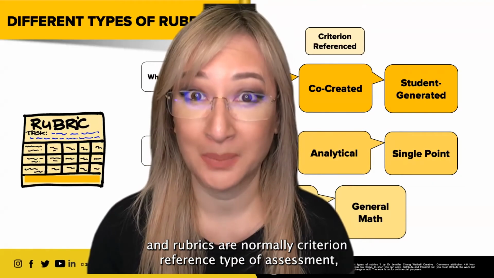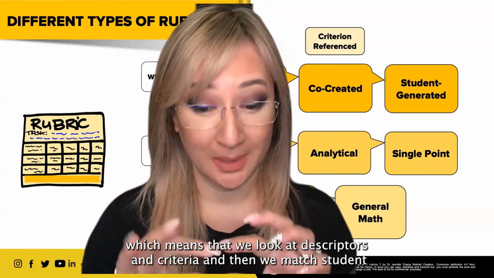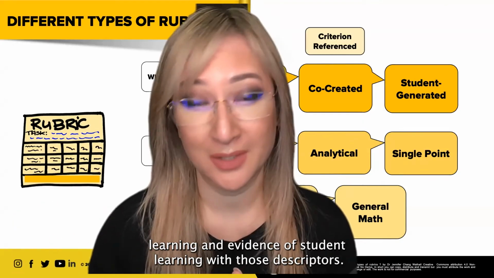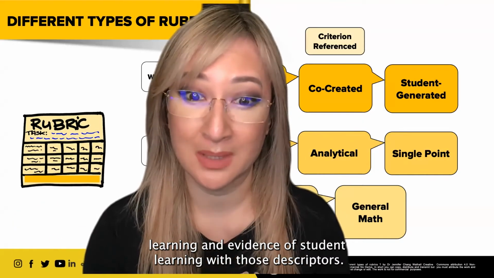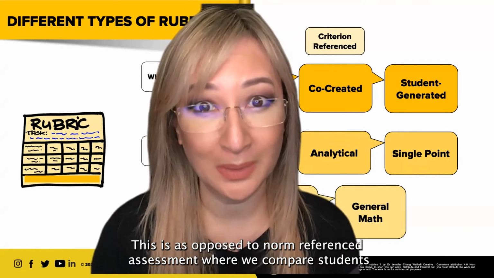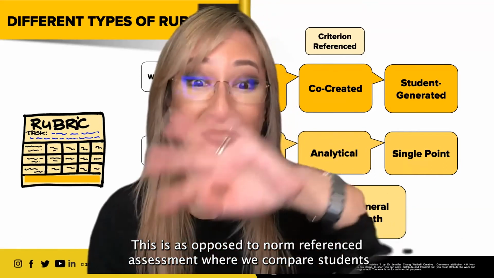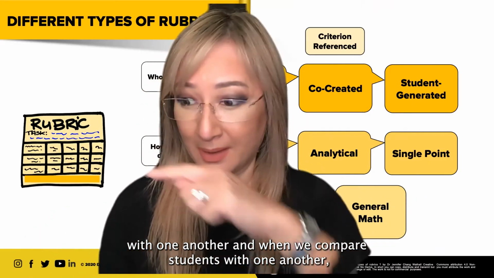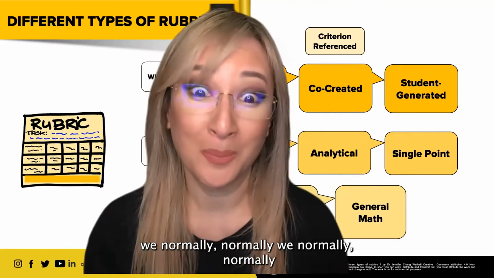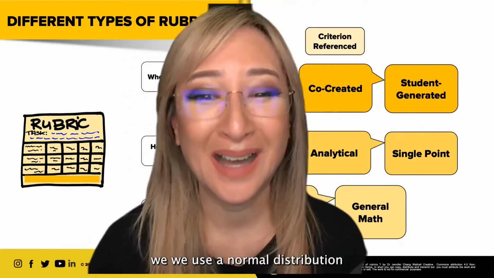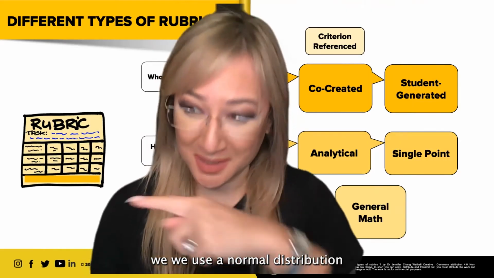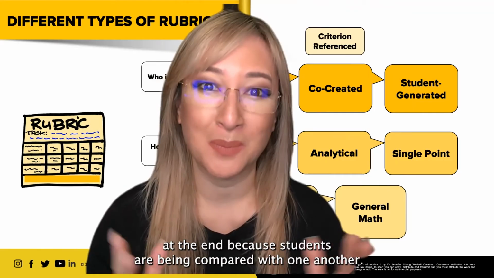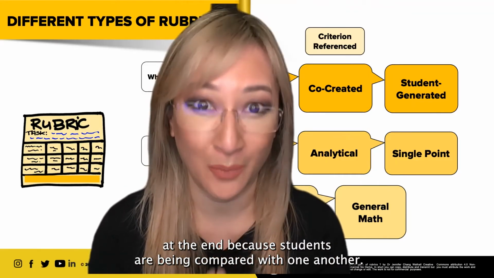criterion reference type of assessment, which means that we look at descriptors and criteria and then we match student learning and evidence of student learning with those descriptors. This is as opposed to norm referenced assessment where we compare students with one another. And when we compare students with one another, we use a normal distribution, and we'll have people in the middle, we'll have people at the top and people at the end because students are being compared with one another.